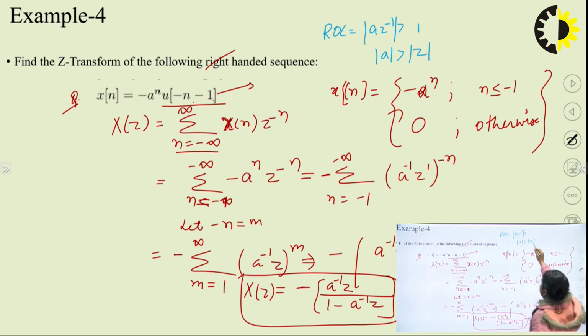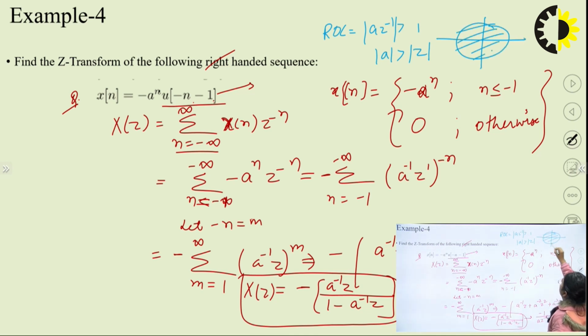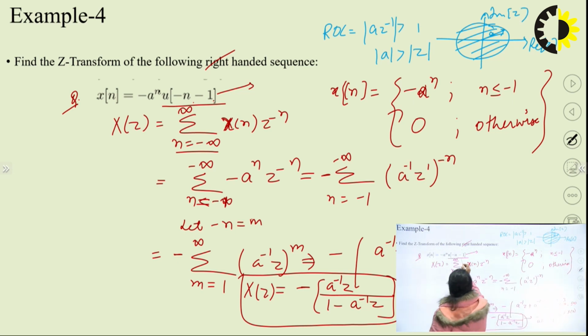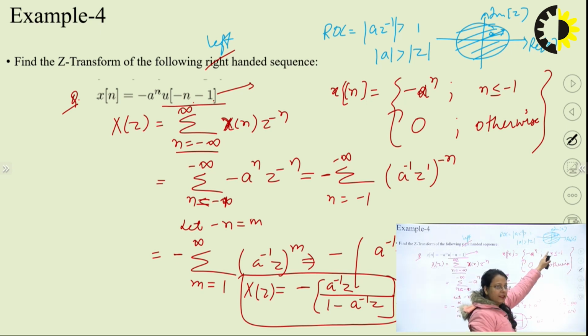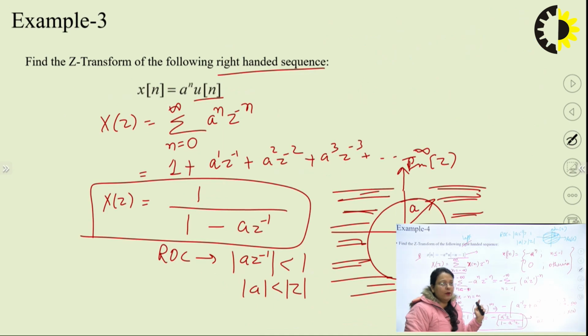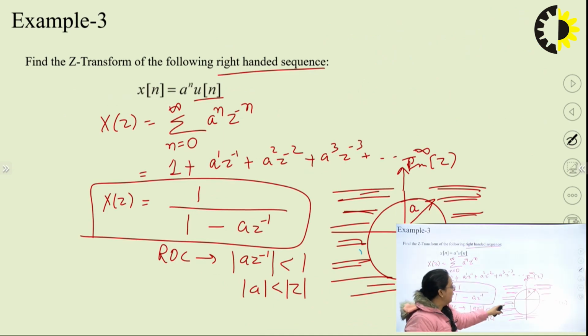So in this case you can say that |z| is less than |a|. The ROC will be the entire circle having a radius of a; the inside of the circle will be the ROC. This is the real part of z and this is the imaginary part of z. You can see that when we have a left side sequence, I get the ROC inside the circle, and for a right side sequence I get the ROC outside the circle.